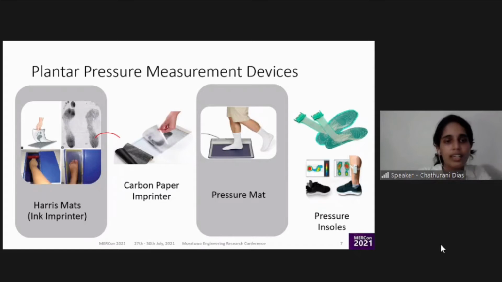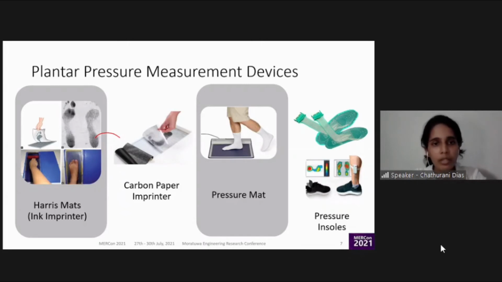Instead of the ink-soaked rubber grid, we have a carbon paper, and the intensity of the imprint that the carbon paper will make will depend on the applied pressure. So the imprint will actually come with a scale which gives an approximate pressure value for different carbon paper intensities. So this is a little bit more quantitative than the Harris Mat method. But the best choice, if we want quantitative measurements, is actually electronic sensors at the moment.